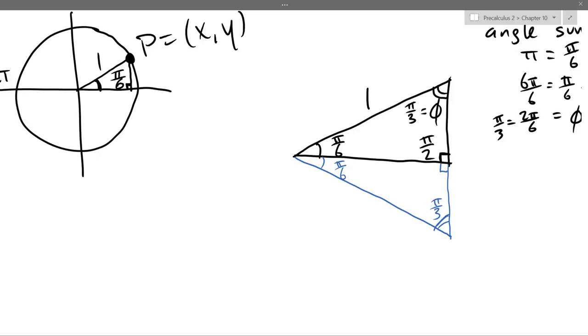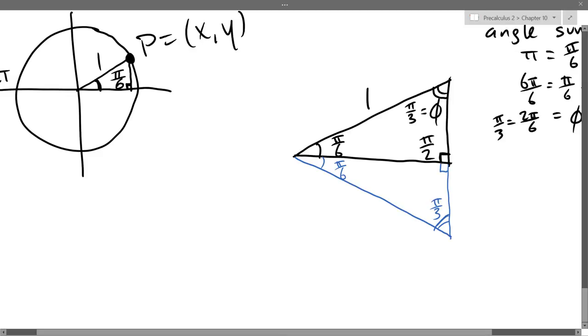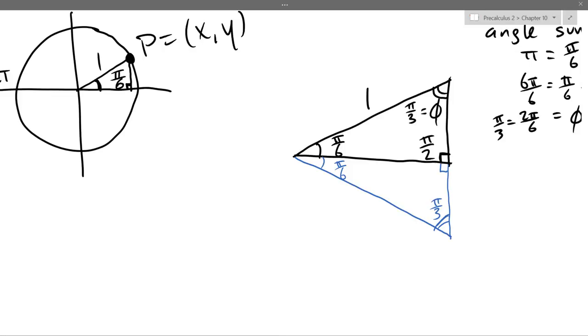What is the good word for a symmetrical triangle? 300 point Jeopardy question. It's got the word equal in it. Equilateral. All right. So why is it equilateral?